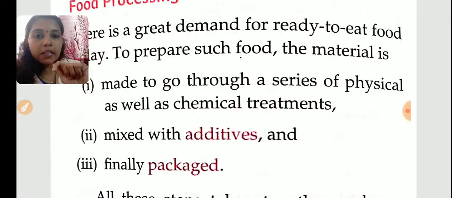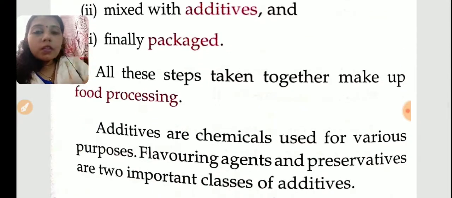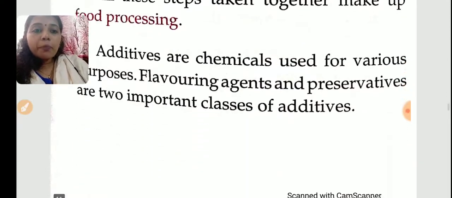Additives are some chemicals which are added to the food item to avoid damaging. And finally, we will pack. So all these steps together are called food processing.